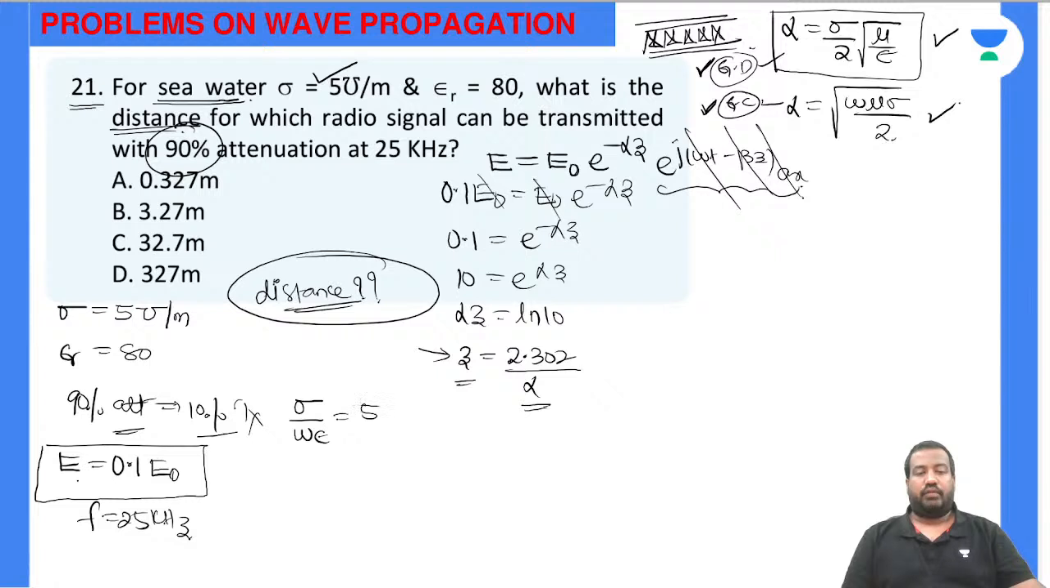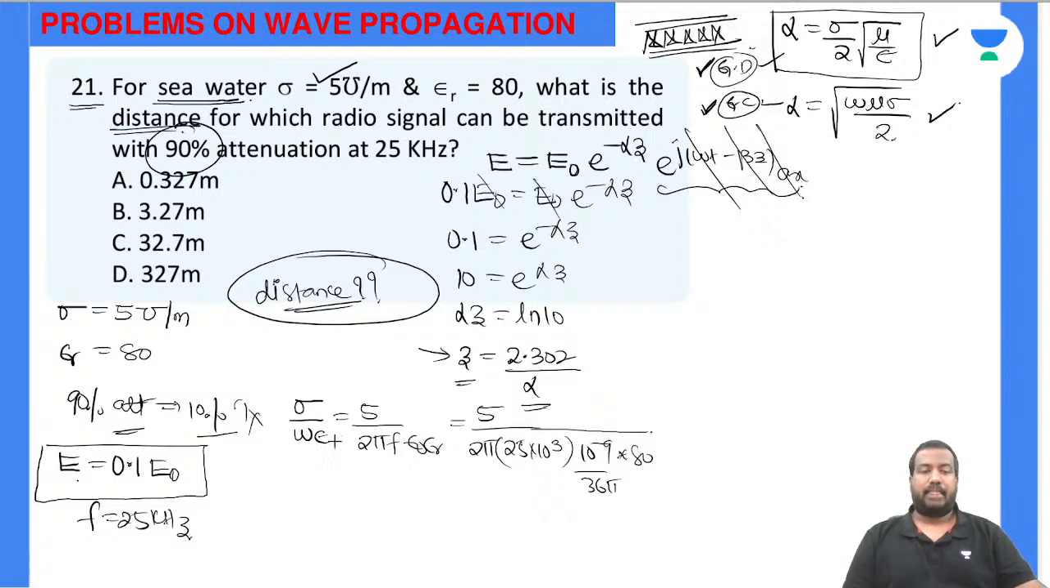Sigma is 5 mho per meter. Omega is 2 pi f, epsilon naught into epsilon r. So 5 by 2 pi, frequency 25 kilohertz, 25 into 10 power 3, epsilon naught is 10 power minus 9 by 36 pi, epsilon r is 80. Solve this, dear. Sigma by omega epsilon.